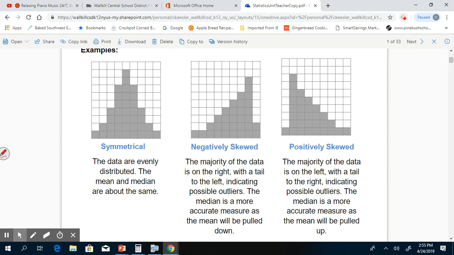The mean, remember, is the average. Median is the middle. Mode is the number that shows up the most. And the range is how far apart the lowest and highest number are.